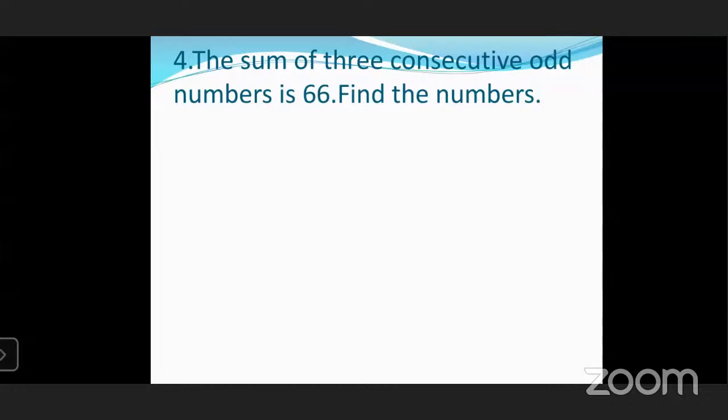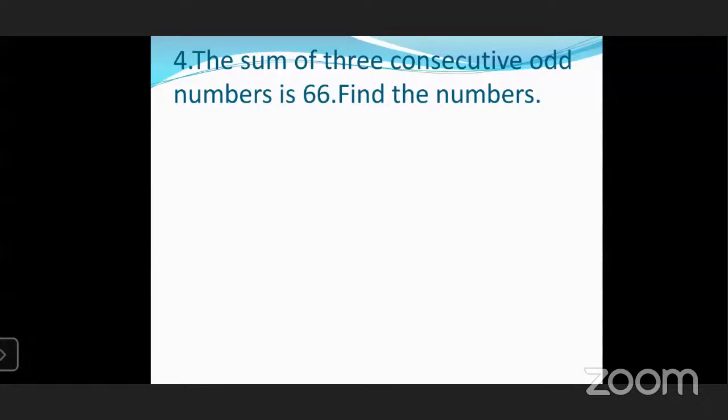Now take these three numbers: 3, 5, and 7. So 3 and 5, the difference is 2. Between two consecutive odd numbers, the difference is 2. So 3 plus 2, you get 5. Then again plus 2, you get 7. If 3 is the first number, we add 2 to it, 3 plus 2 is 5, and again we add 2 to get the next number.